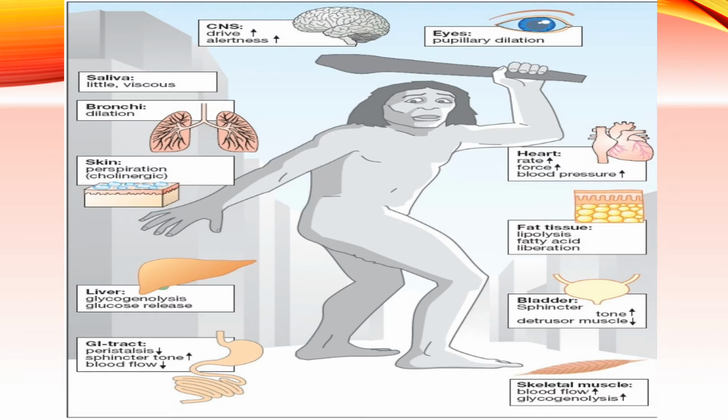For the gastrointestinal tract, there will be decreased peristalsis, an increased sphincter tone or contraction in our sphincter, and then there will be decreased blood flow. Now, on our bladder, there will be increased sphincter tone, or contraction in our sphincter, and then there will be decreased movement of our detrusor muscles. Now, for the skeletal muscle, there will be more energy needed, so blood flow is increased so that energy will be sustained, and also glycogenolysis is increased.